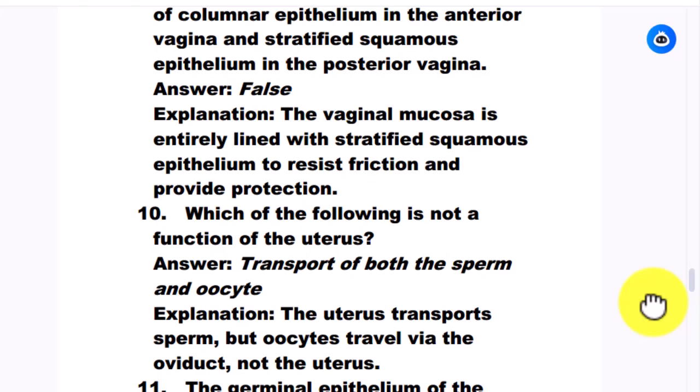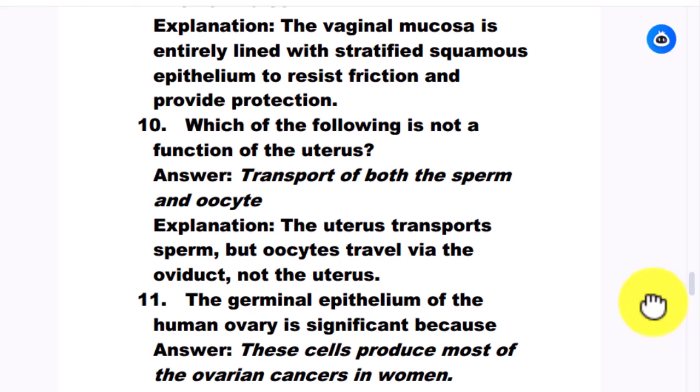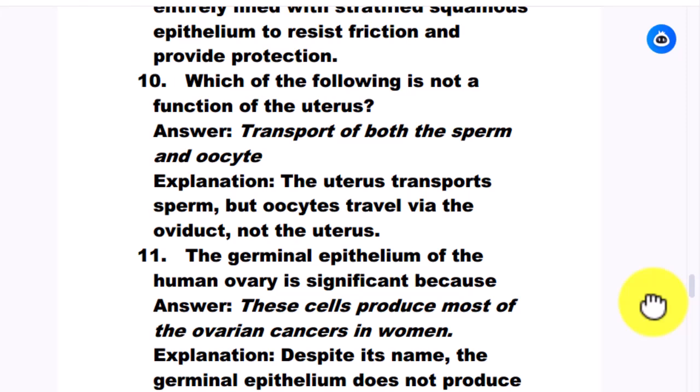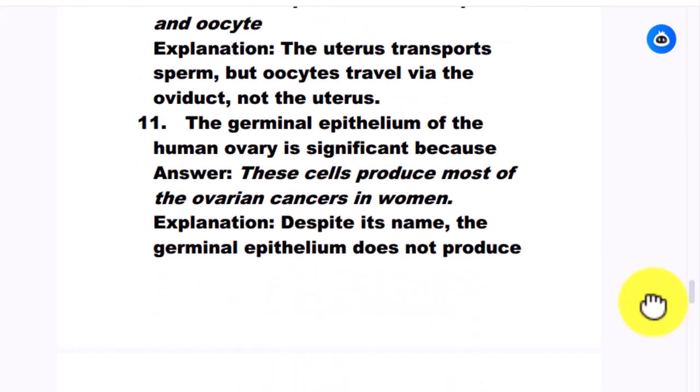Which of the following is not a function of the uterus? Transport of both the sperm and oocyte. The uterus transports sperm, but oocytes travel via the oviduct, not the uterus.